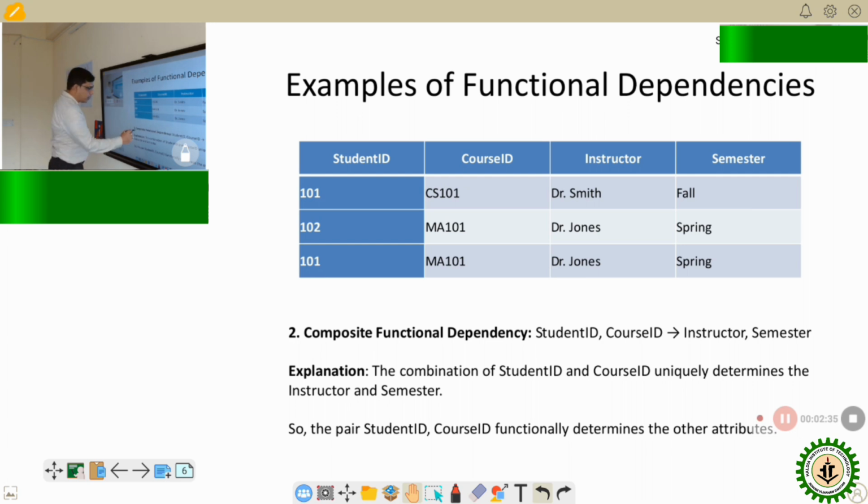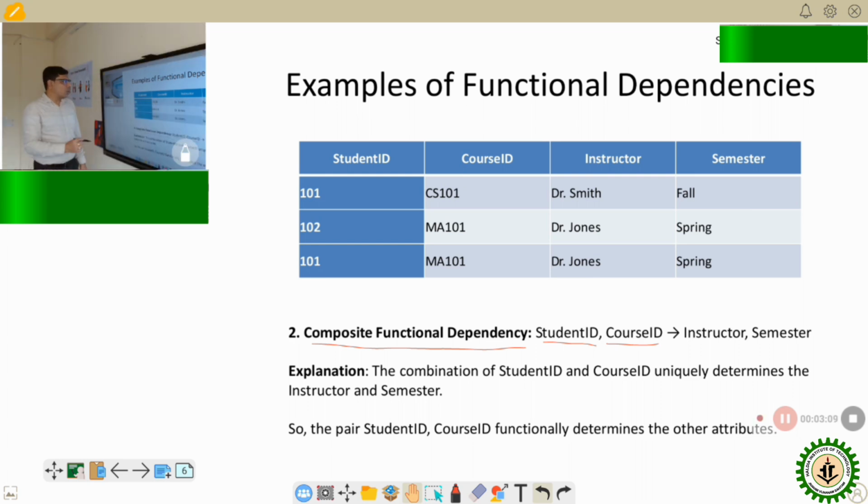Next, the composite functional dependency. Here, the student ID and course ID are two attributes. One attribute cannot uniquely identify the other attributes. Here, 101, 102 and again 101. It cannot uniquely identify the other attributes because here it is MA 101, Jones and Spring, and 101 again CS 101. So it cannot determine uniquely this column.